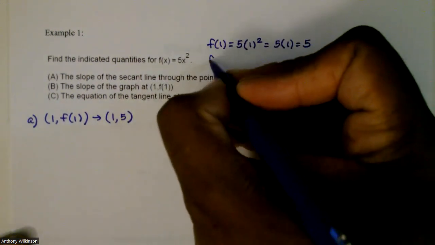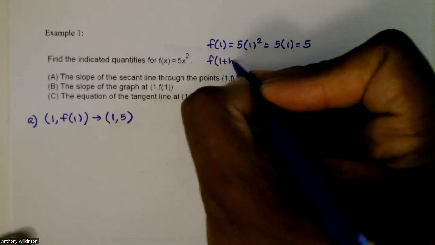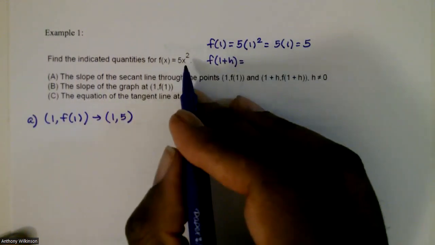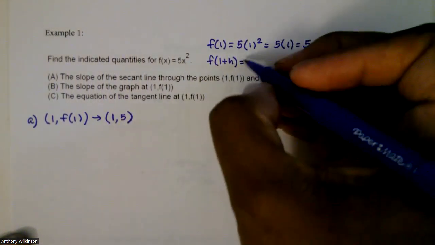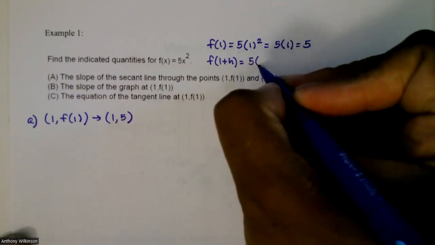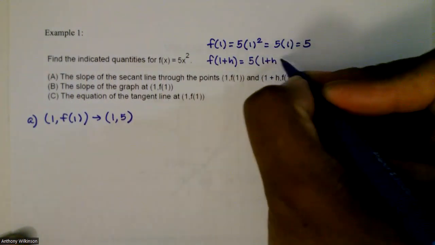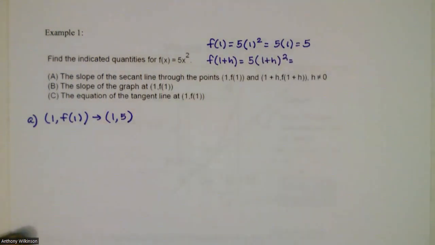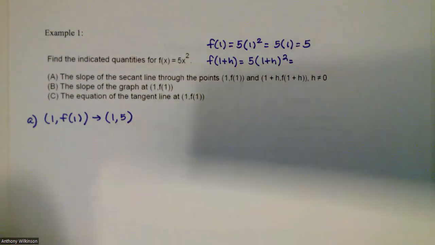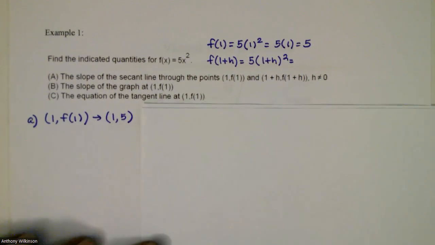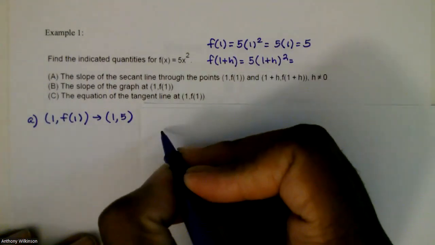And then f of 1 plus h. Here we're going to replace the x with the 1 plus h. So this will be 5 times 1 plus h quantity squared. Now that 1 plus h quantity squared, here you have to write this out as a factor twice and then apply the FOIL method. So here I'm going to do this on some scratch paper.